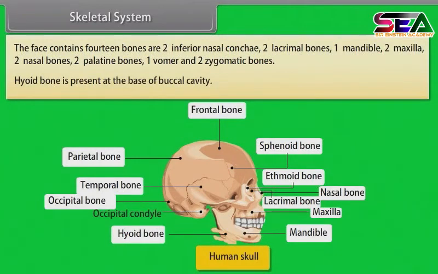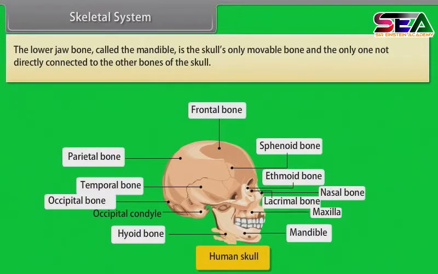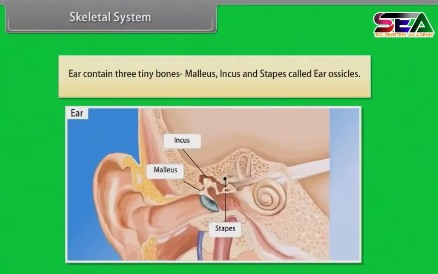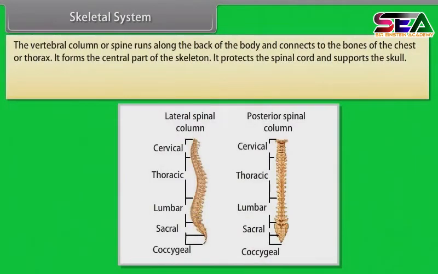The hyoid bone is present at the base of the buccal cavity. The lower jawbone, called the mandible, is the skull's only movable bone, and the only one not directly connected to the other bones of the skull. The ear contains 3 tiny bones, malleus, incus, and stapes, called ear ossicles. The vertebral column or spine runs along the back of the body and connects to the bones of the chest or thorax. It forms the central part of the skeleton. It protects the spinal cord and supports the skull.